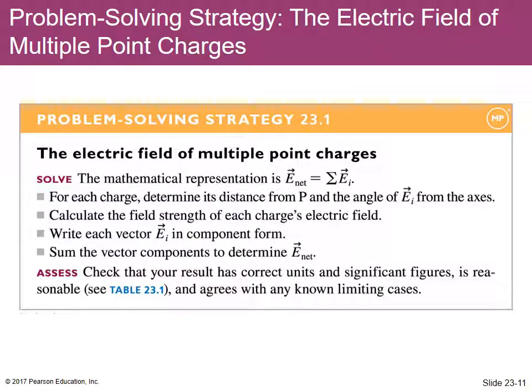The representation of the net electric field is the vector sum of the electric field for each individual point charge. For each charge, determine its distance from P and the angle of the electric field from the axis. Calculate the field strength of each charge's electric field. Write each electric field vector in component form. Sum the vector components to determine the net electric field.